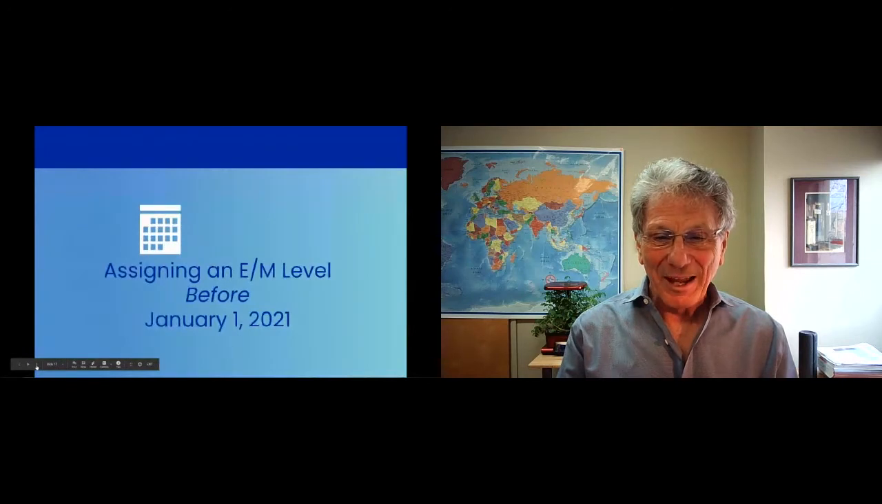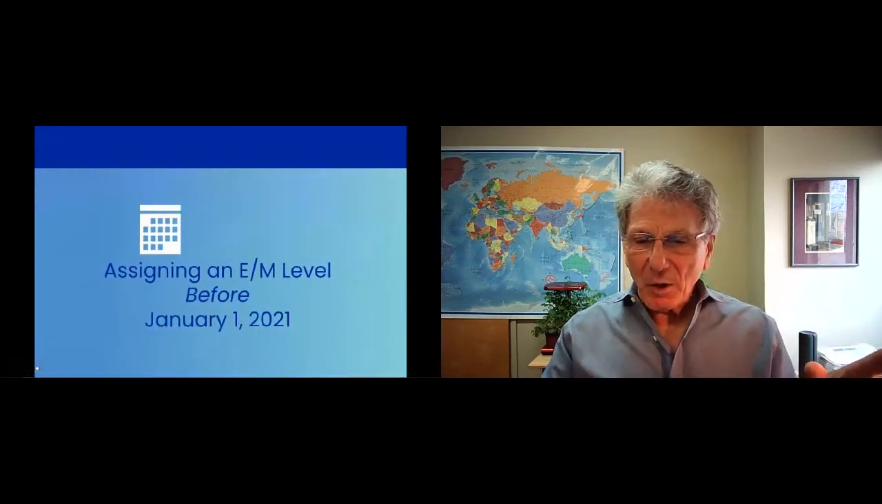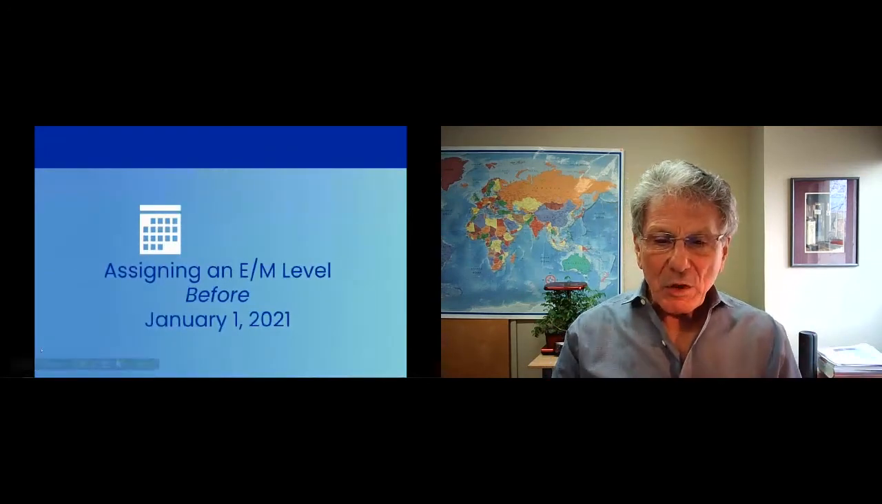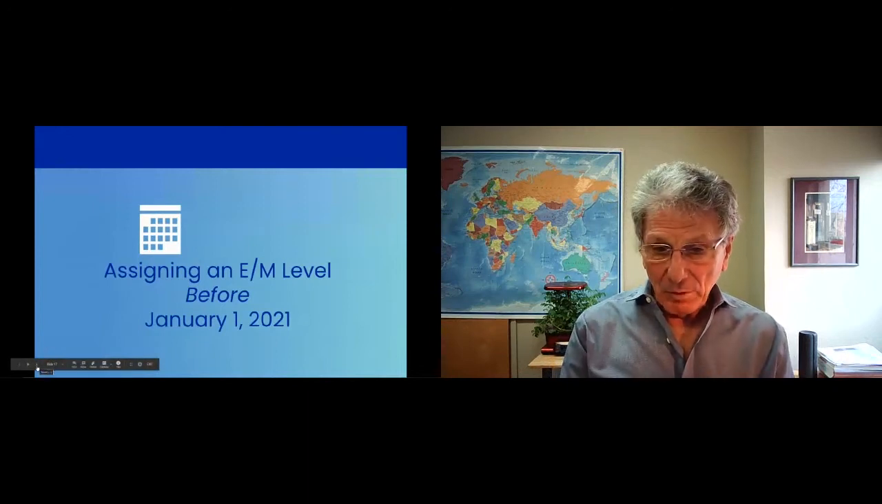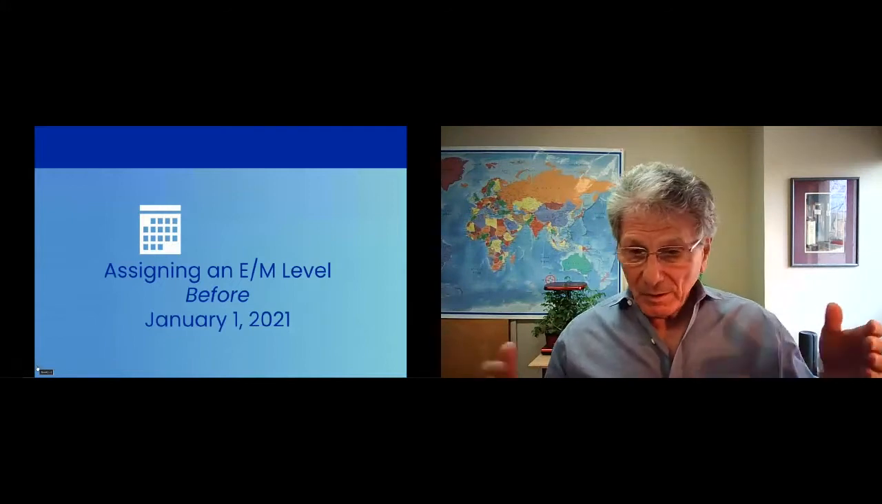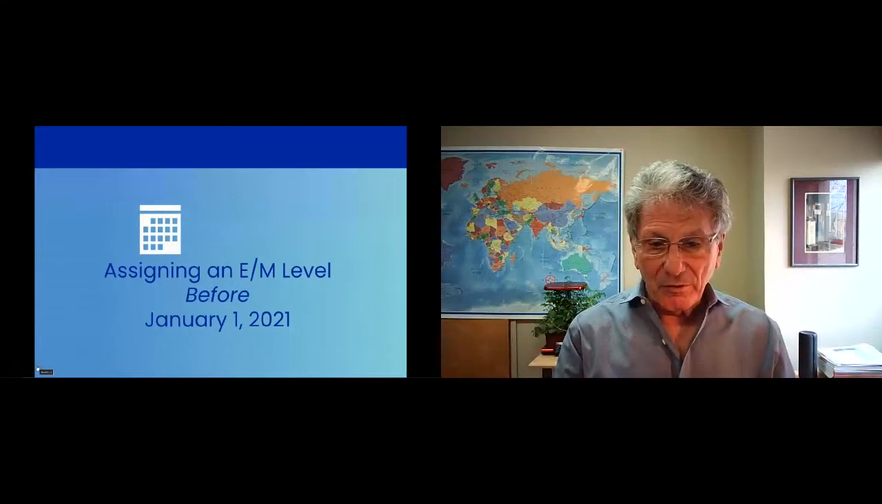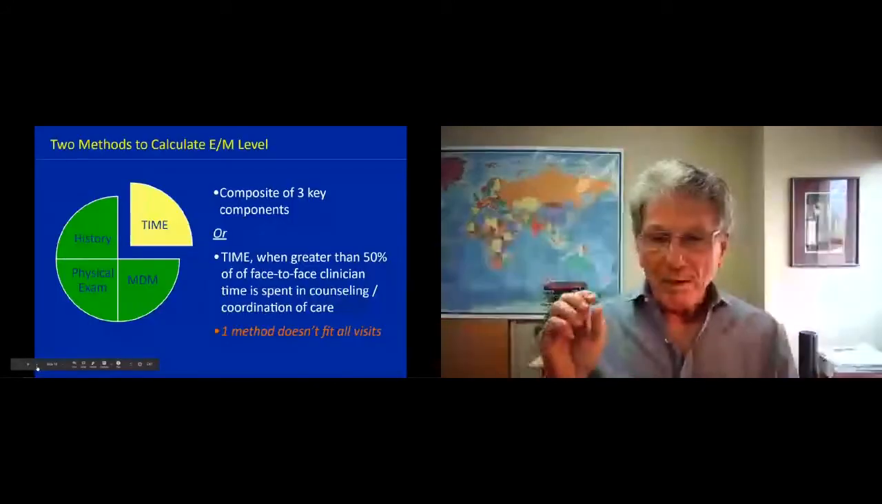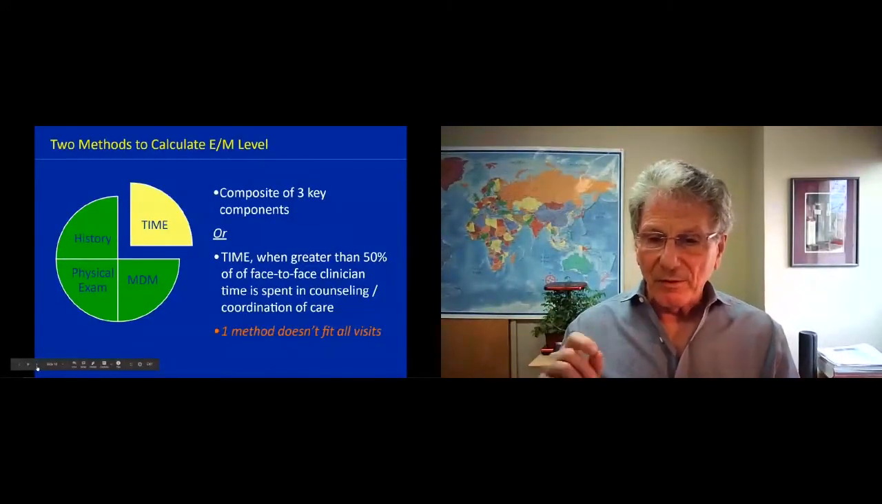There we go. Okay, so let's do just a very quick before and after. The way that you assigned an E&M level before January 1st of this year, going all the way until December 31st of last year, 6 weeks ago, next slide, is that we built an E&M code on the basis of one or the other of criteria.